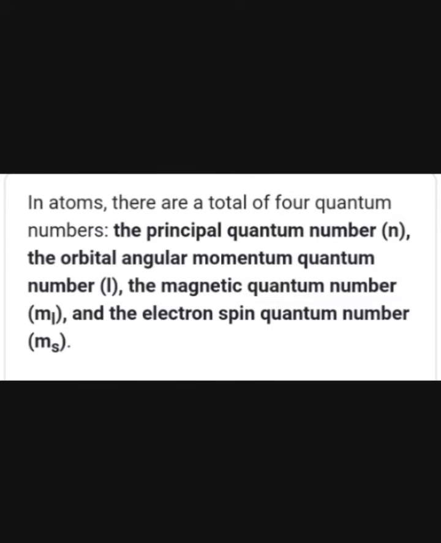So anywhere you see n, it denotes the principal quantum number. Then L denotes azimuthal or angular momentum quantum number. Then M subscript L denotes magnetic quantum number, and M subscript S denotes the electron spin quantum number.